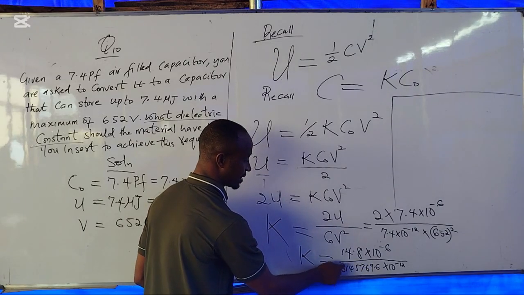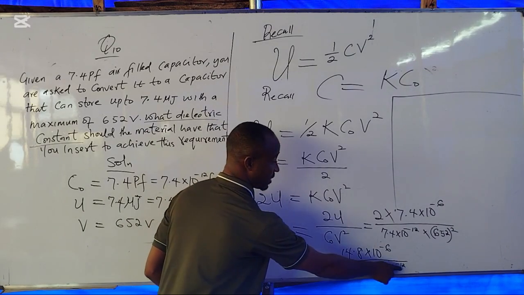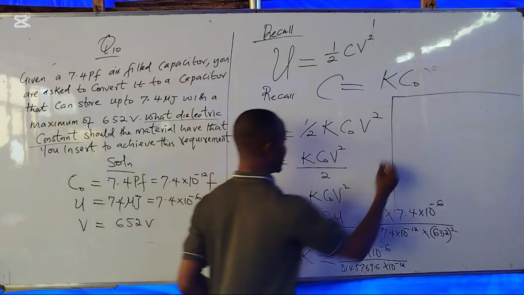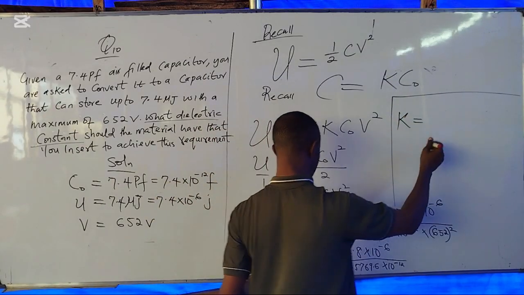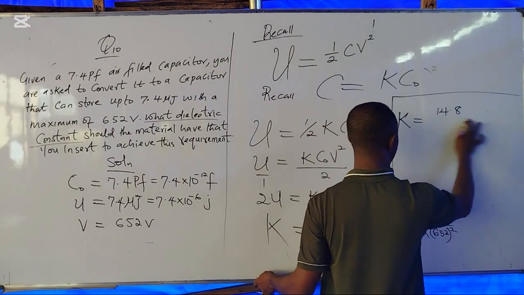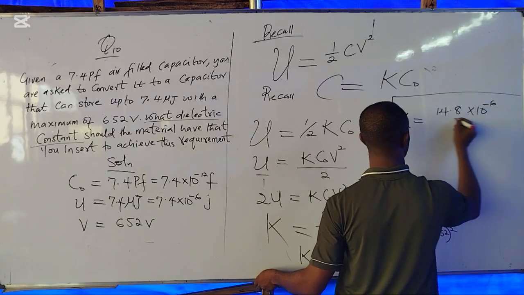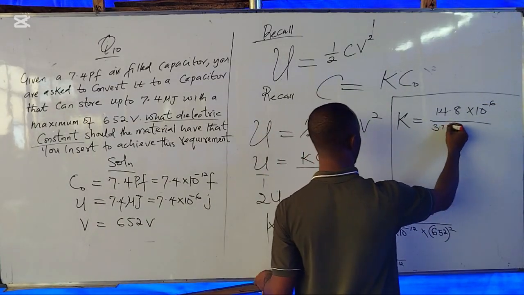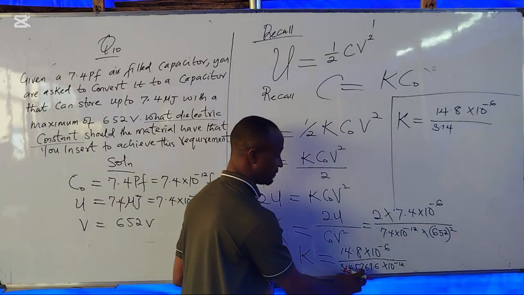Here becomes 3.14 times 10 raised to what? 6, minus 6. So that this can cancel this, right? So that means that our K should be equal to what? About 14.8 divided by what? Let me bring out this. Times 10 raised to what? Minus 6, divided by what? 3 point what? 14. Put your answer for me in 4 decimal places.